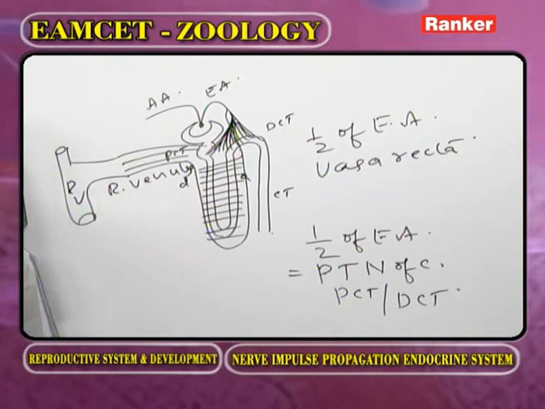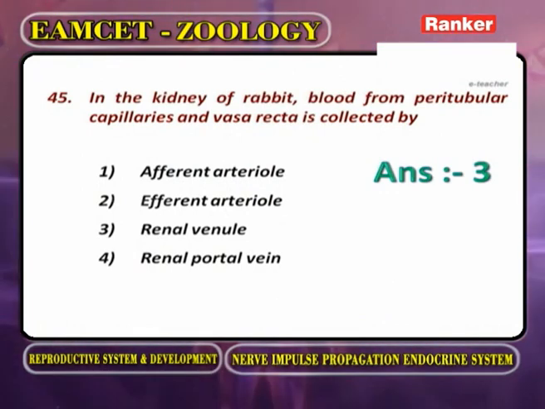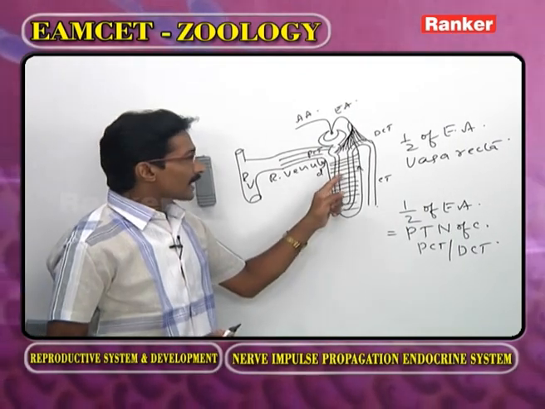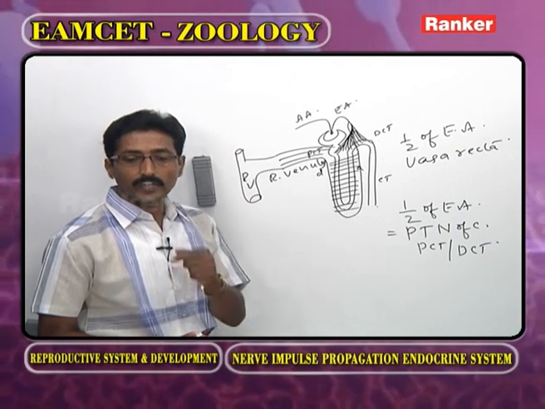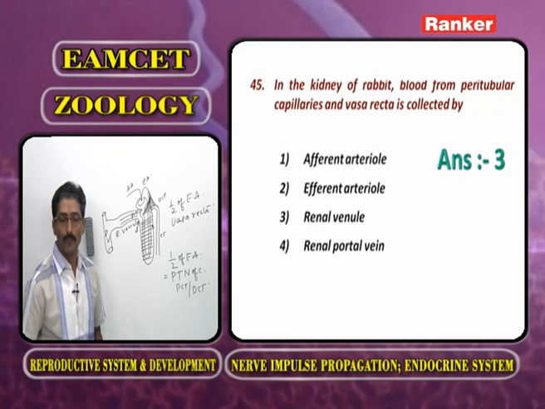Now you observe the question. In the kidney of rabbit, blood from the peritubular capillaries and vasa recta is collected by, the answer is venules, that is the renal venule, the third option. Now we go for the next question.